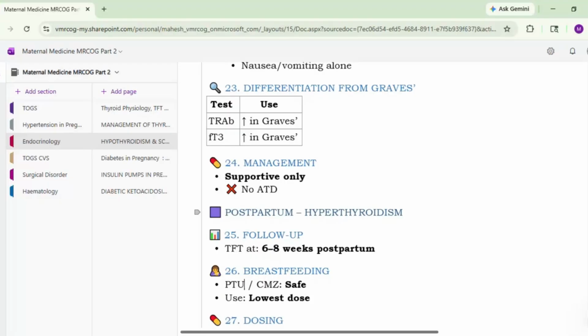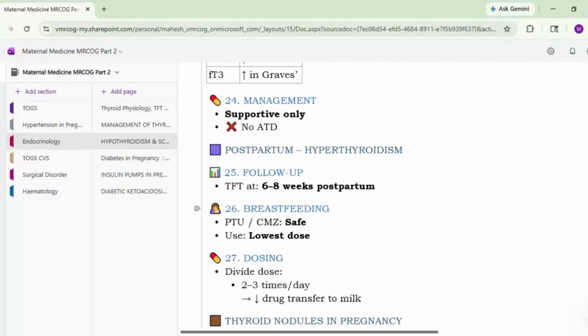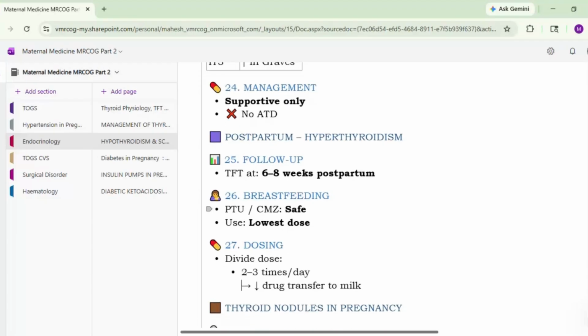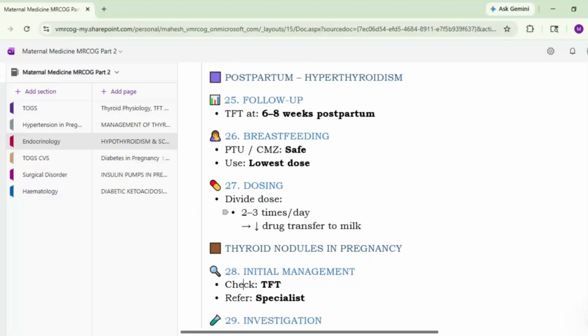Coming to the postpartum. Suppose she is a case of hyperthyroidism in the postpartum period, you will do the TFT at 6 to 8 weeks postpartum. For breastfeeding, PTU as well as carbimazole are both safe. Use the lowest dose. Okay, divide the dose into 2 to 3 times per day. That will reduce the amount of the drug which is getting transferred to the baby through the milk.